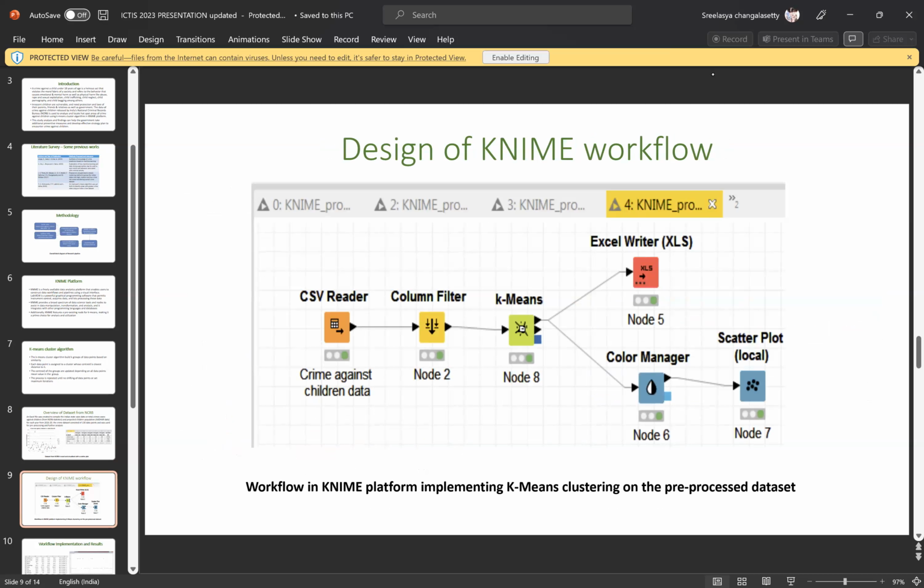So this is then the K9 platform that we used. As you can see, K9 works by designing workflows. We first insert our data set using the CSV reader, then perform the K-means algorithm. And furthermore, we can then visualize the data using a scatter plot.